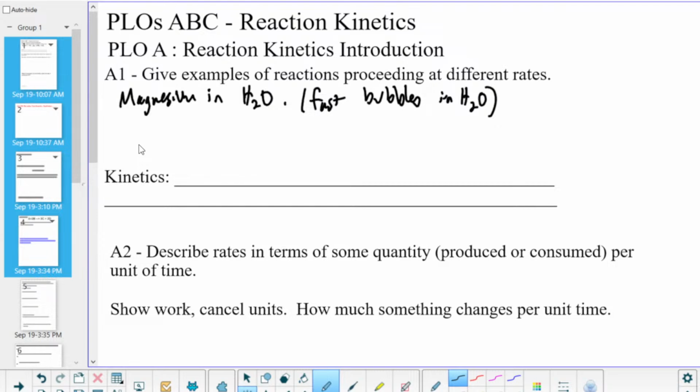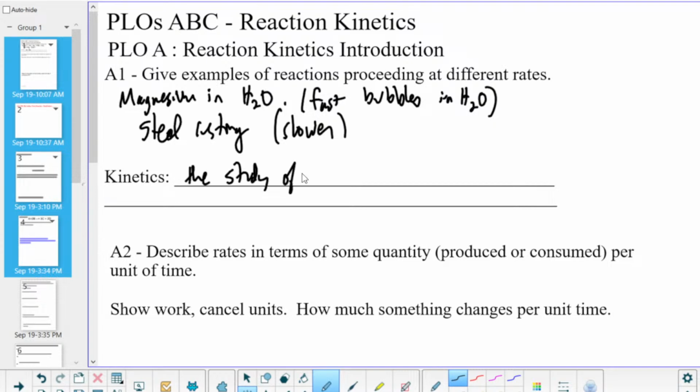If you leave a piece of steel outside overnight, what happens by the next morning? It rusts. So steel and water. I guess that would be slower. And that one's slower. So reactions occur at different rates. This is the study of kinetics. Kinetics is the study of the rates of reactions.